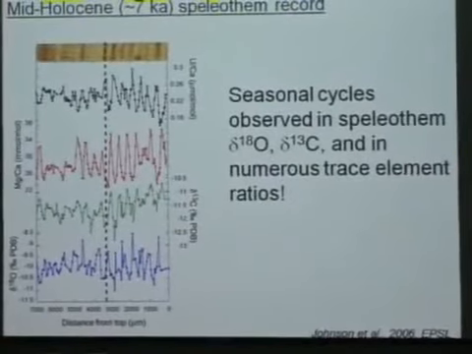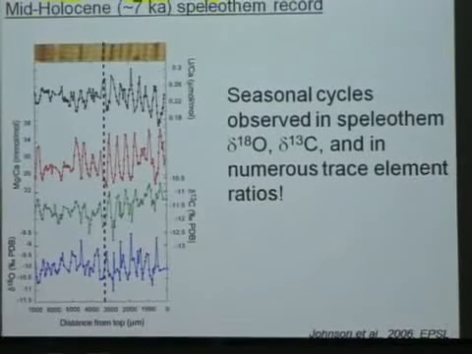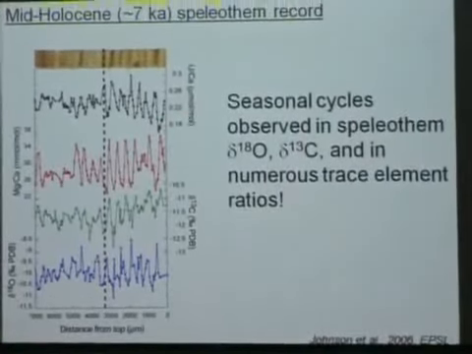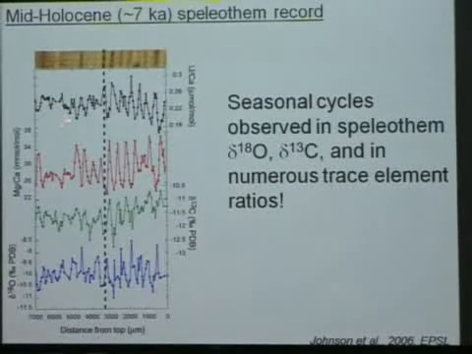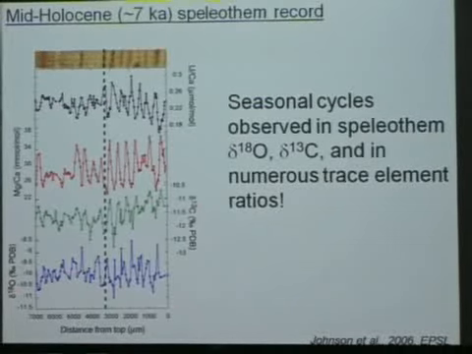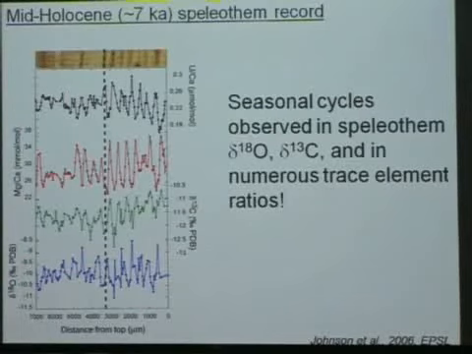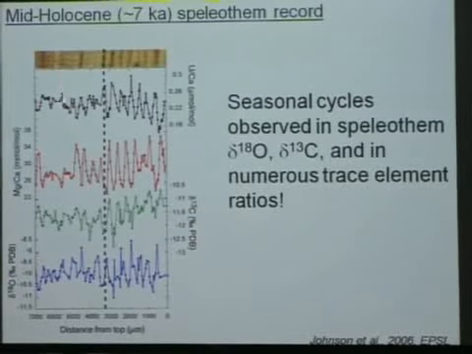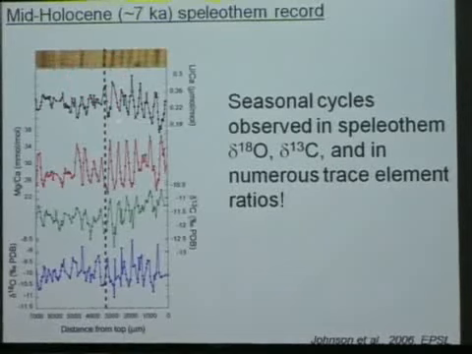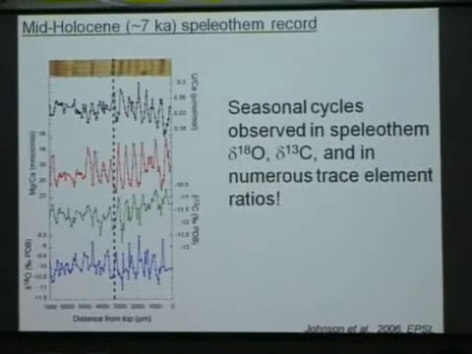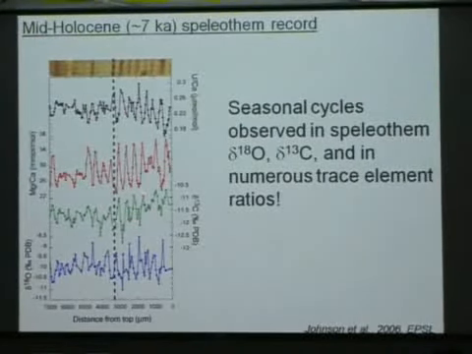Okay, so part of the motivation for this is that we actually initially looked at the HS4 stalagmite, and some of the data is shown here. This is showing you uranium, calcium, magnesium, calcium, carbon, and oxygen isotopes across a 7 millimeter section of HS4. And we observed very clear seasonal cycles in a number of these proxies, and actually several of the proxies were strongly correlated with one another.